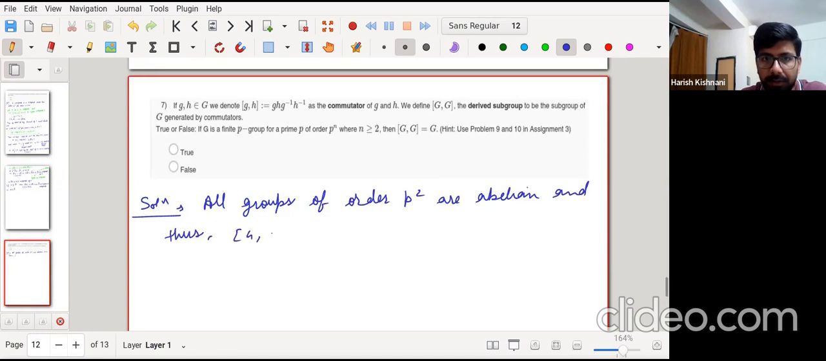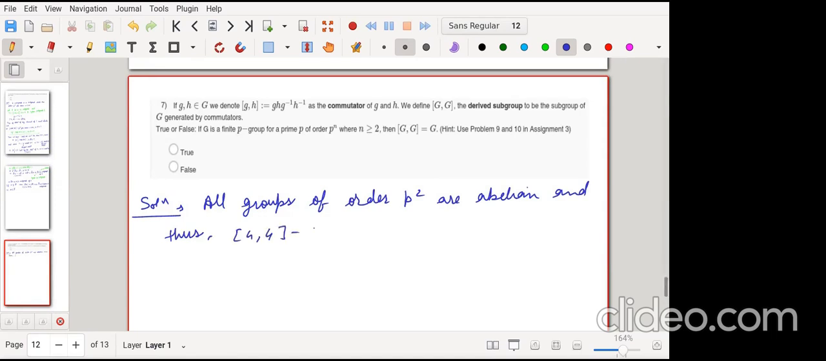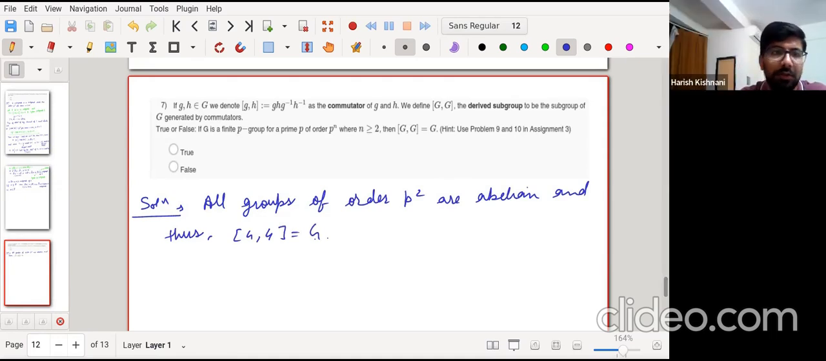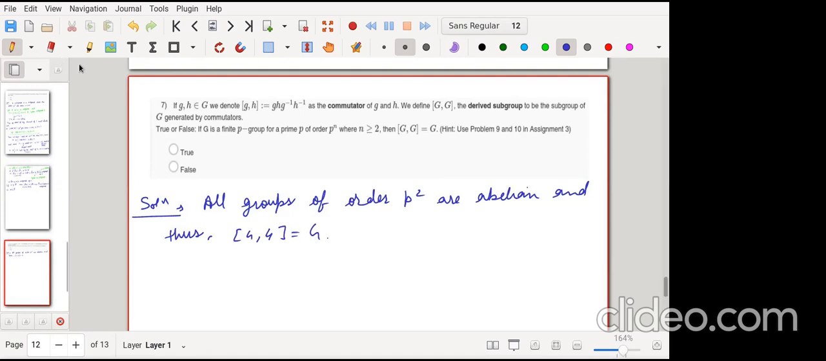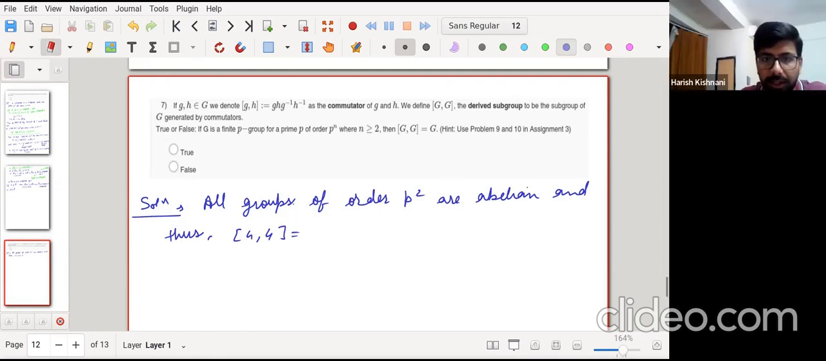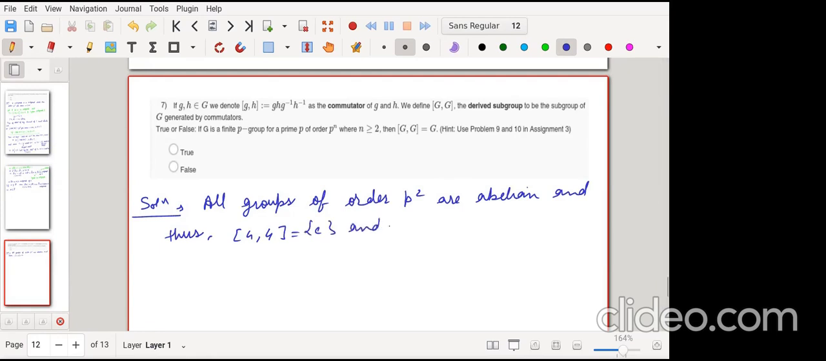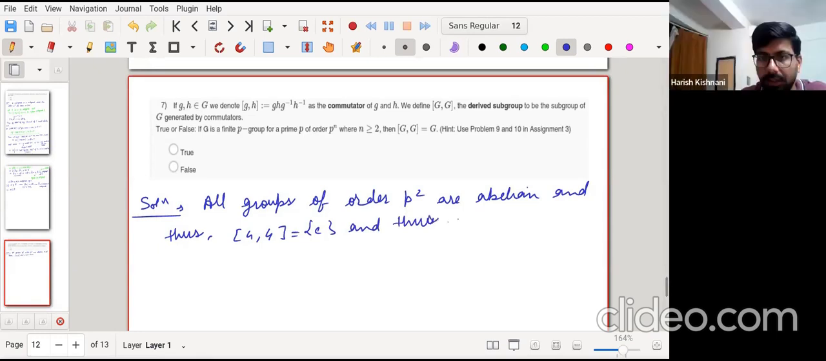G' is not equal to G. So this is false, right? Not equal to G, not equal to G. In this case, you have this going to be identity, and thus G' is not equal to G.